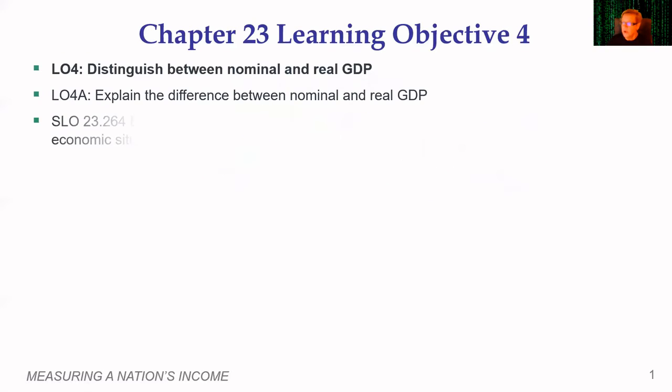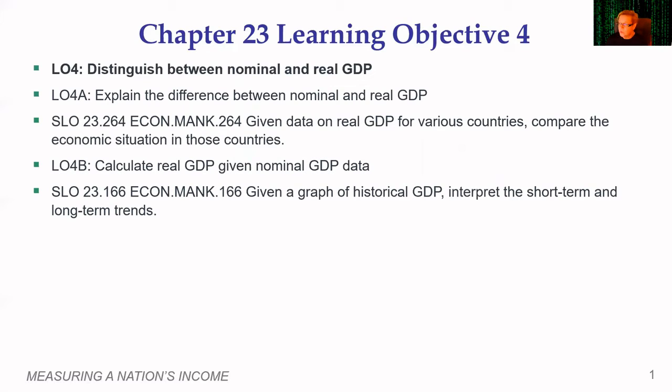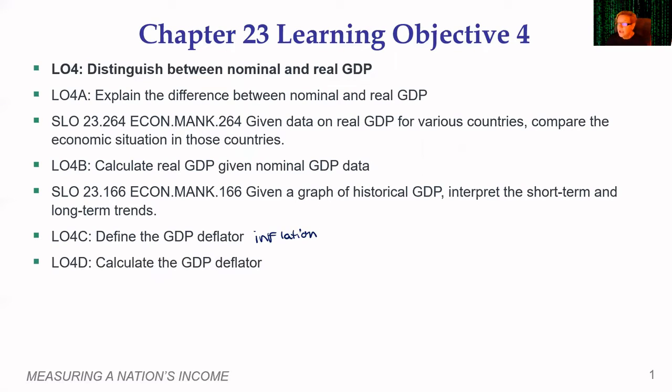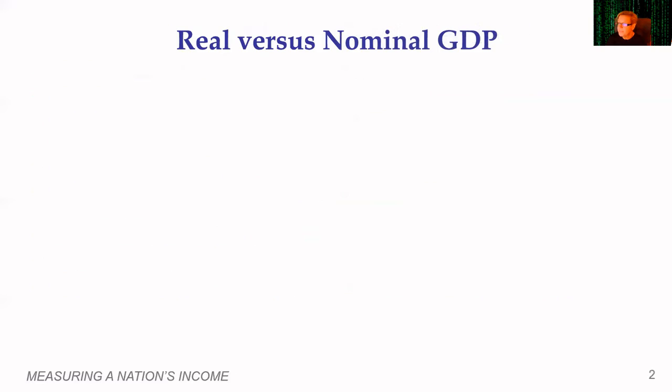Okay, so we're also going to take a look at, again, the real. We're going to look at some historical GDP. We'll define this deflator, which is the inflationary component. We'll figure out how to calculate that. And lastly, we'll take a look at pricing and consumption for real GDP.